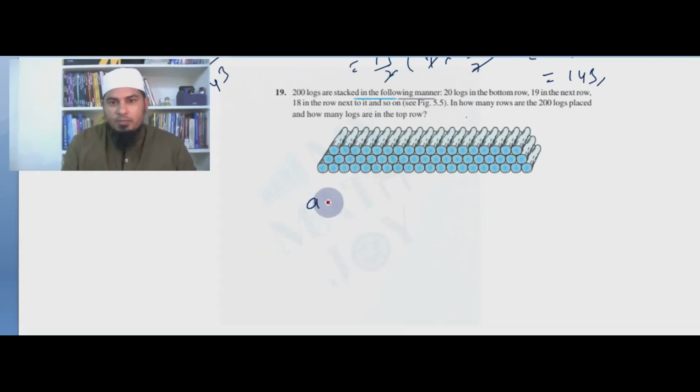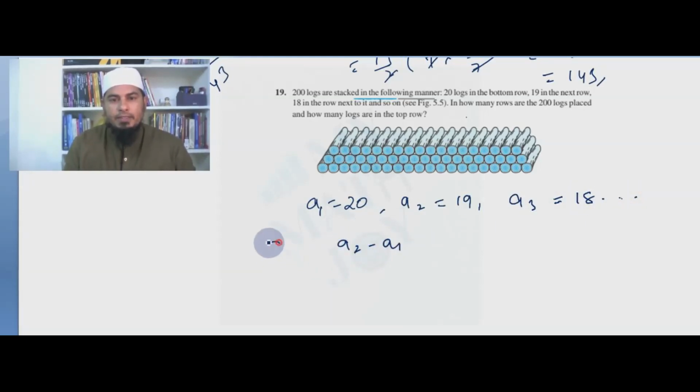So a1 is my 20. a2 is my 19. a3 is my 18, and so on. Then a2 minus a1, that is my d. Common difference will be 19 minus 20, which is minus 1. I got the a value, I got the d value.